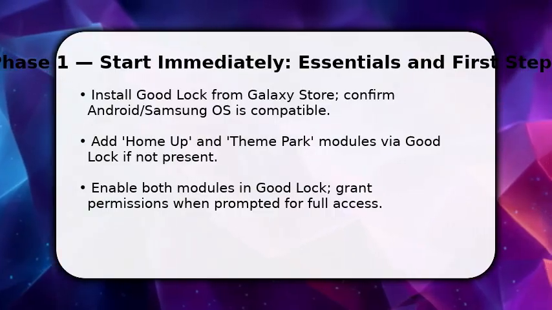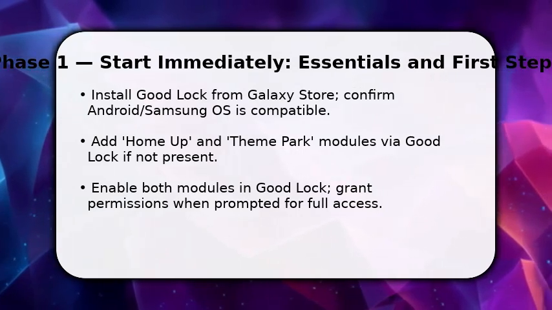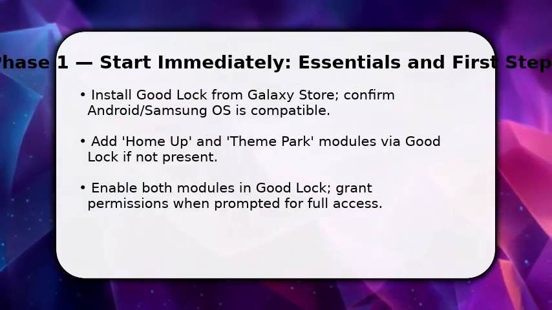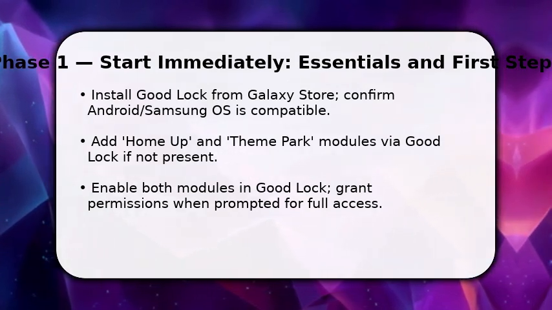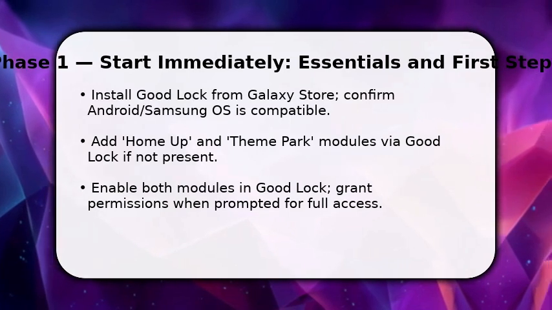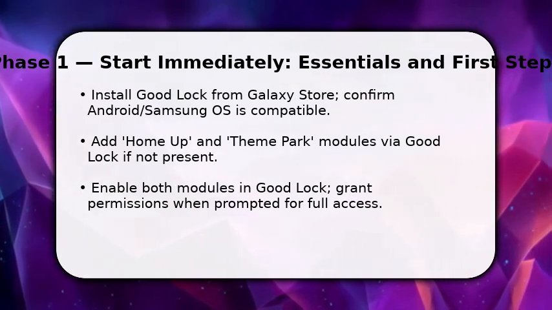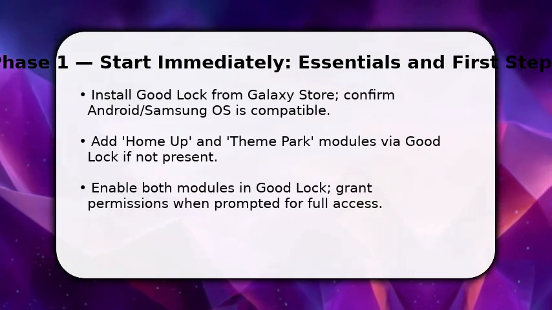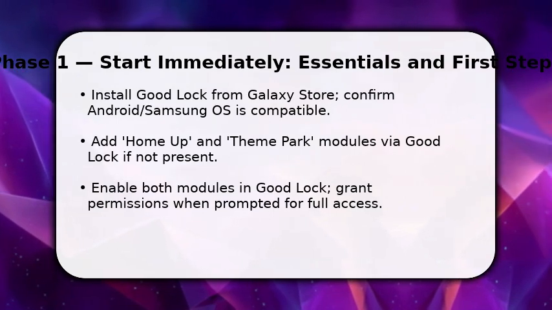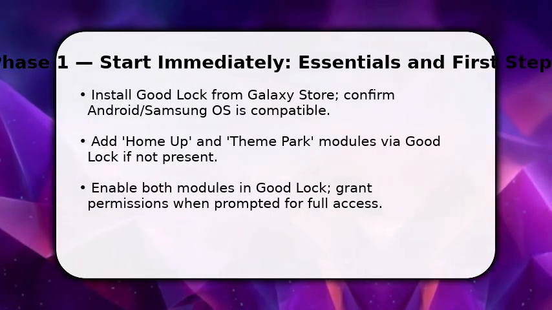You'll start by using Samsung's Good Lock ecosystem because it's the only supported route to rename apps and change icons on many Samsung phones. First, install Good Lock from the Galaxy Store, then add Home Up and Theme Park modules. Once done, grant each module the permissions it asks for access to modify the home screen and icons, because without those permissions you cannot proceed.